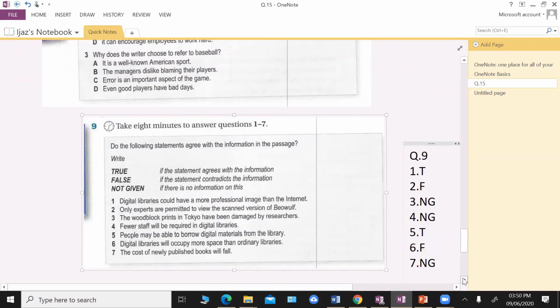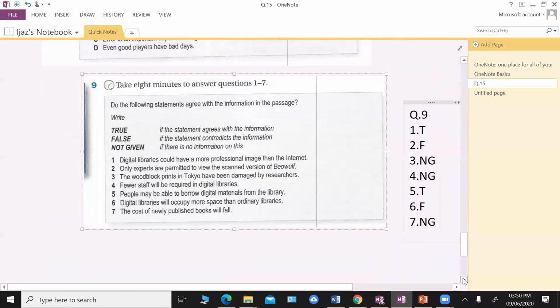Number 1 is true, number 2 is false, number 3 not given, and number 4 not given, number 5 is true, number 6 false, and number 7 not given. So you can look at the answers now. Number 1 is true, number 2 false, number 3 not given, number 4 not given, number 5 true, number 6 false, number 7 not given.